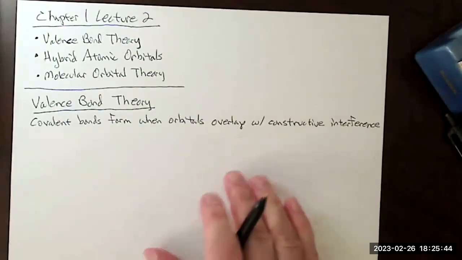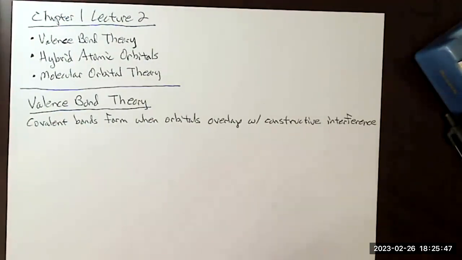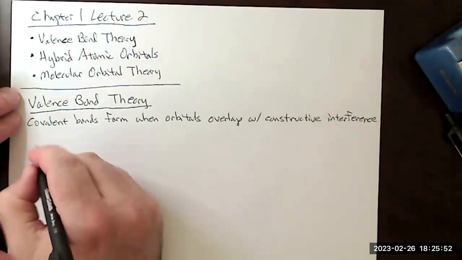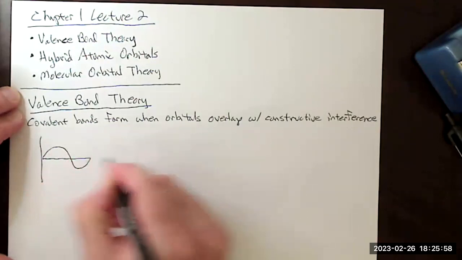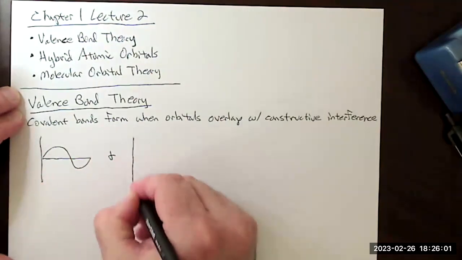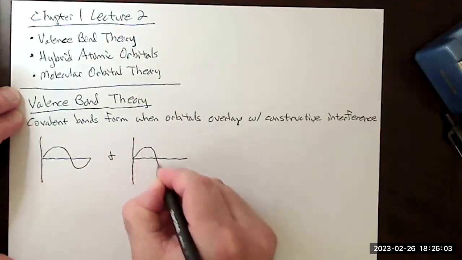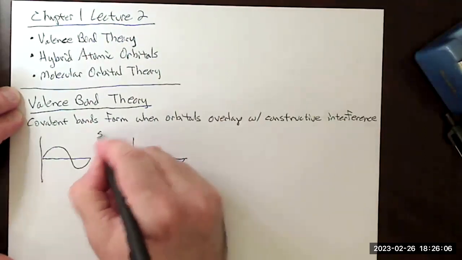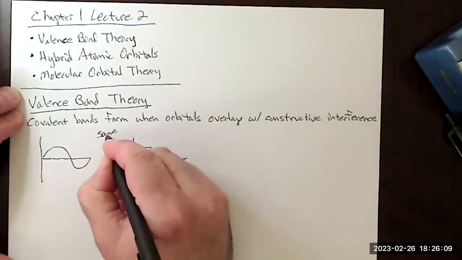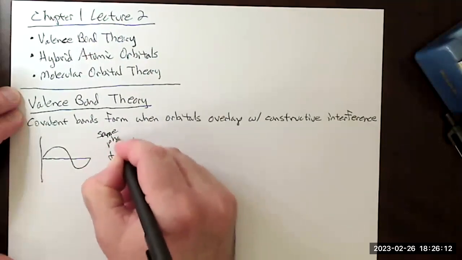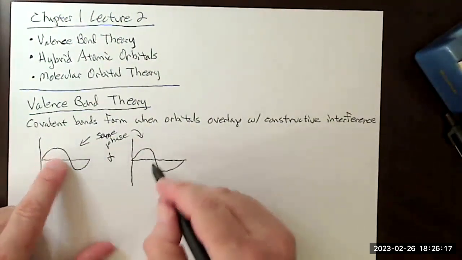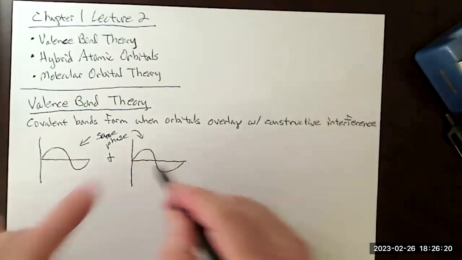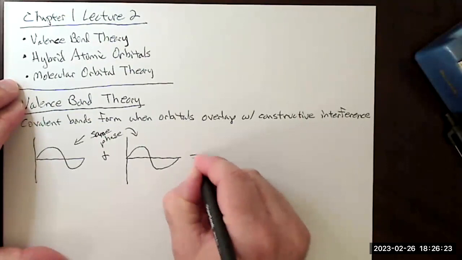Now, what do I mean by constructive interference? Well, remember, an electron is a wave, or it has wave-like properties. So if we took two waves and added them together, and they were in the same phase, that is, where the first wave was positive and the second wave is also positive, those guys are going to add constructively.